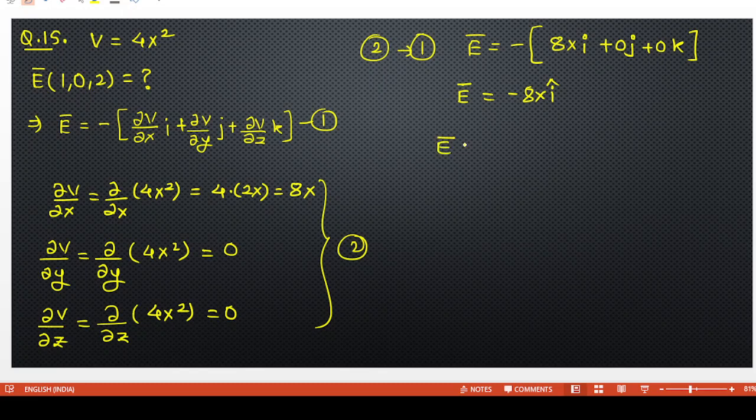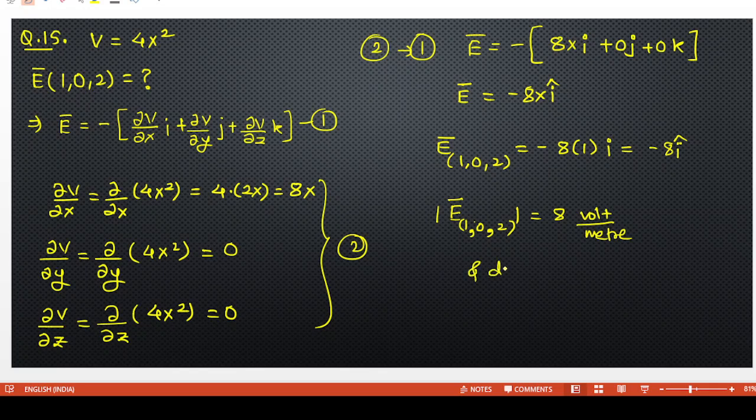But you want electric field at a particular point. What is that particular point? 1, 0, 2. So put x equal to 1, y equal to 0, z equal to 2. So at that particular point, electric field is minus 8 into i cap. So what will be the magnitude of electric field at that point? Magnitude will be 8 volt per meter, and the direction, minus i cap, that means leftward.